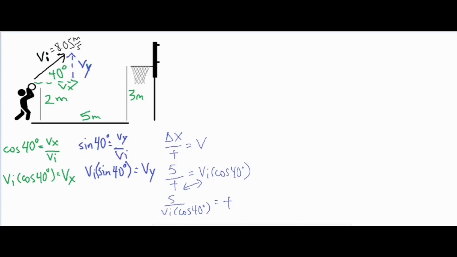And what I did was I erased some of my work just to give myself a little bit more space. But I did notice that I had a formula that I set up earlier that would give me time, so I'm just going to go ahead and use that. And I have 5 over Vi, which I know is 8.05 meters per second now, times cosine of 40 degrees. And then my time comes out to 0.81 seconds.